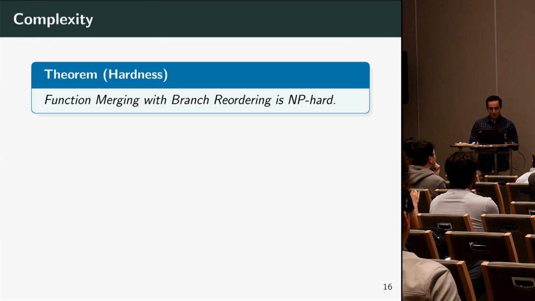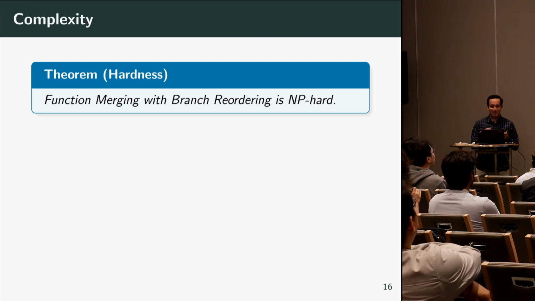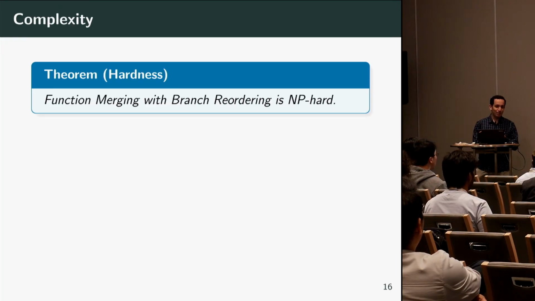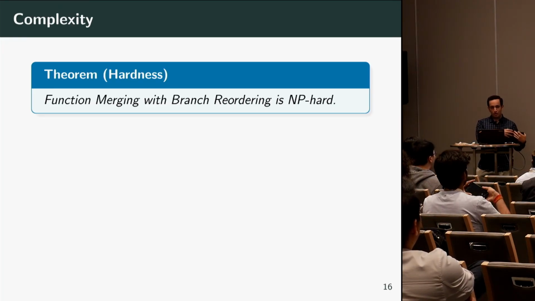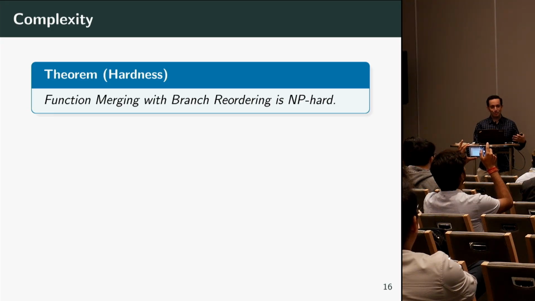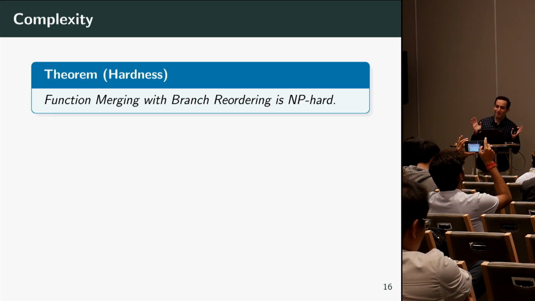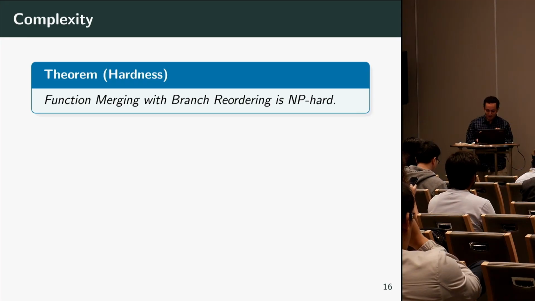And our first result is a negative result, basically saying that this problem is NP hard. So before, without branch reordering, it's polynomial time solvable. We add branch reordering, now it's NP hard. So what can we do about it?